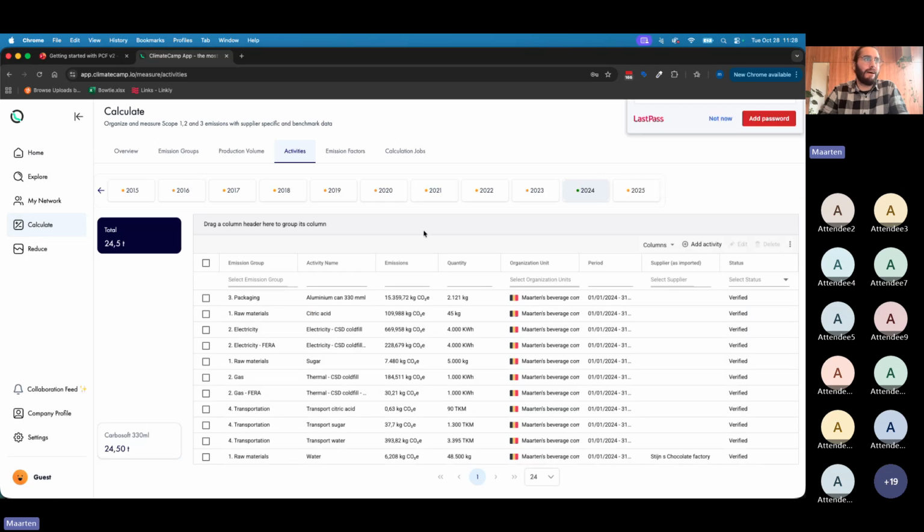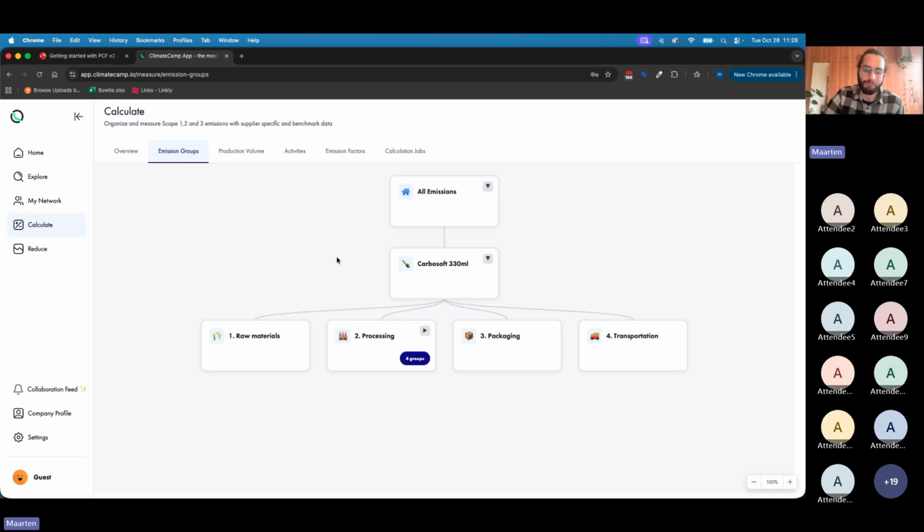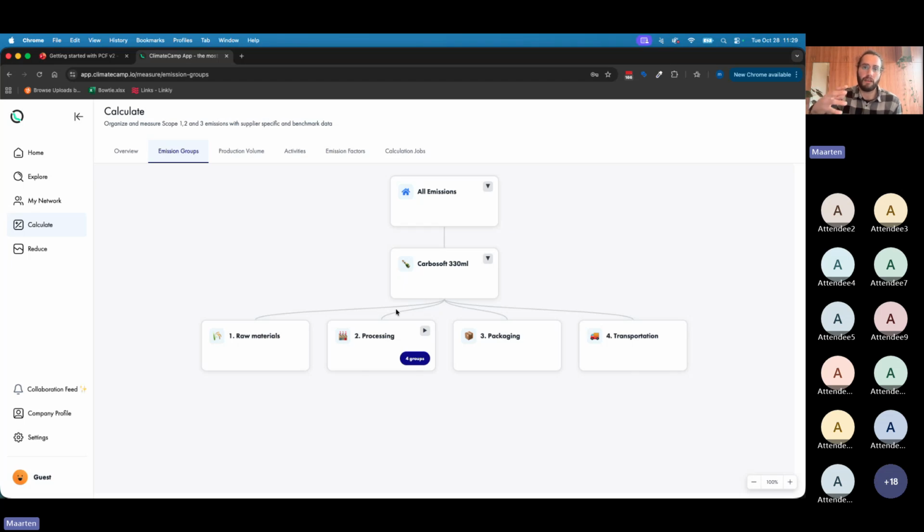Let's move on to how we calculate it in ClimateCamp. So as we mentioned before, we define the different production steps. Let's assume cradle to gate because we want to calculate the PCF towards our customer. So we define the different production steps as raw materials, processing, packaging, and transportation. You can, in ClimateCamp, set up this structure. You can even create substructures where you create, for example, the different raw material categories to make it easier in your reporting to see the impact of different product categories on your PCF.